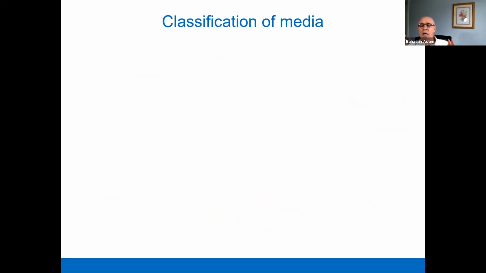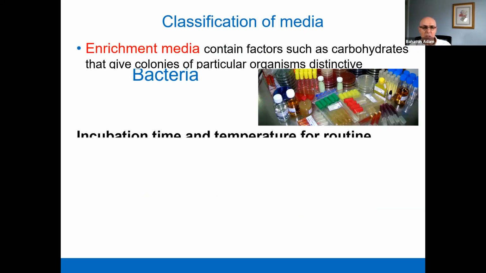Okay, there are different types of media. Therefore, we classify the media, such as enrichment media, which contain factors such as carbohydrate that give colonies of a particular organism distinctive characteristics. Okay, and then we will be able to differentiate them. This is based on scientific information.